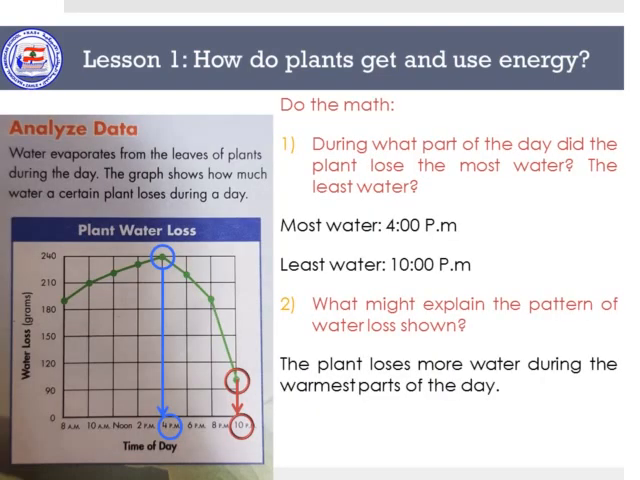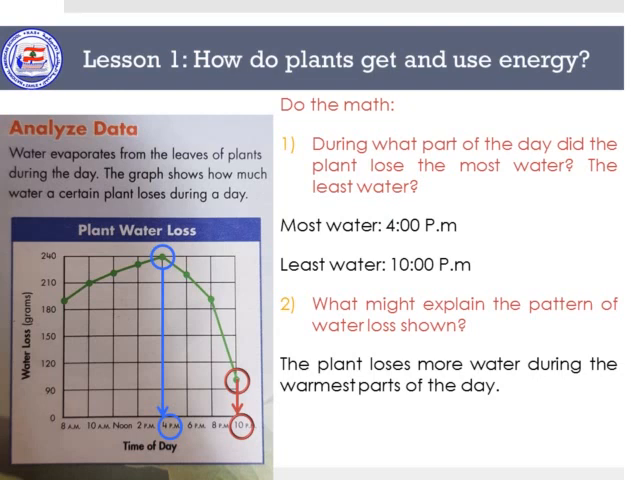Let's solve Do the Math in front of you on your books. You have a graph that shows you how much water a plant loses each time of the day. If we follow the graph, we can see, for example, that at 10 a.m. the plant loses 210 grams of water. Let's solve the exercises. Number 1. During what part of the day did the plant lose the most water? The most means the peak or the highest point of the green curve.